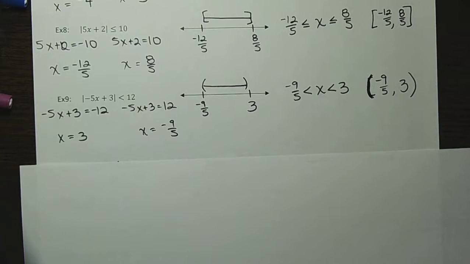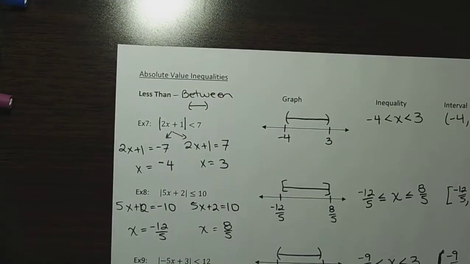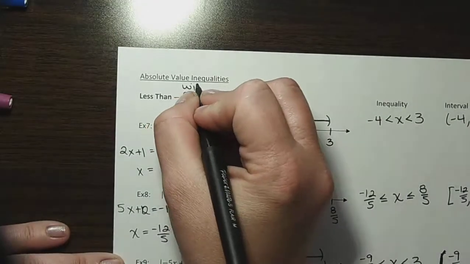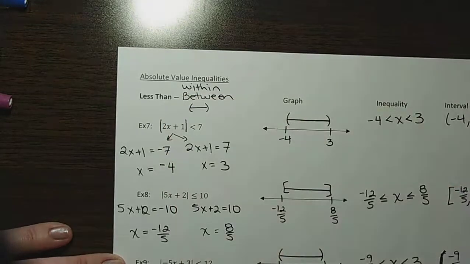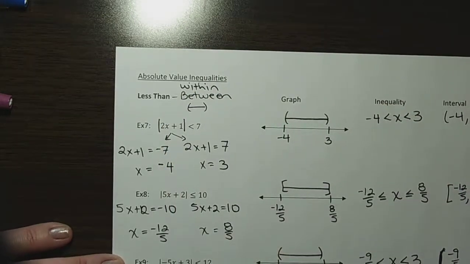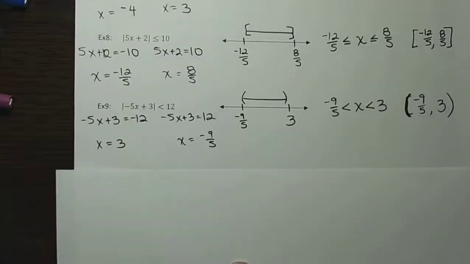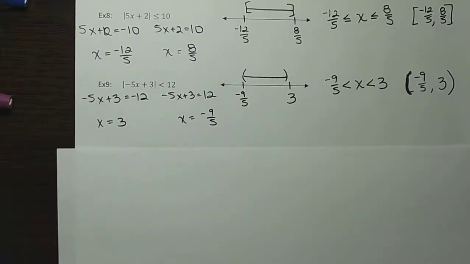So if you can remember, less than is between or within, right? Within is another word that might make sense. Within 5 miles, within 4 miles, between two things. So it's always between for less than.